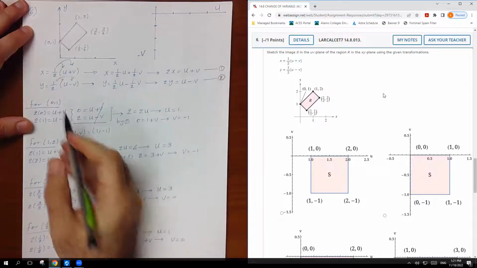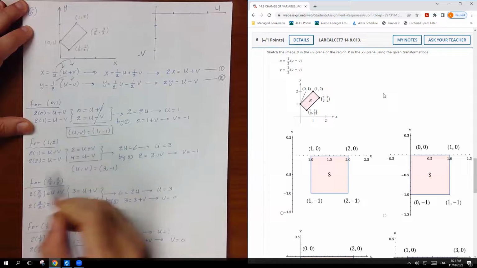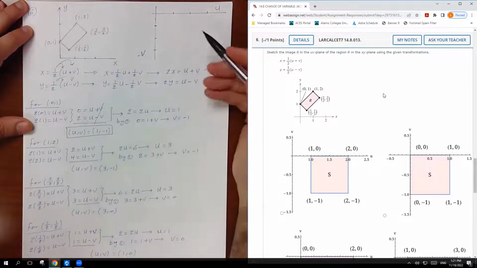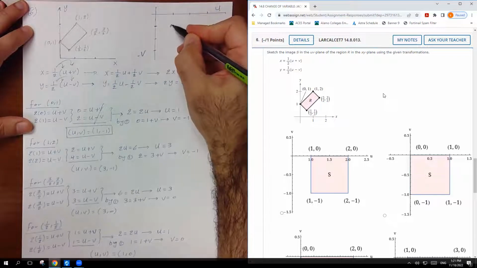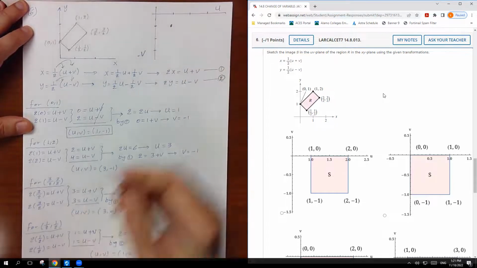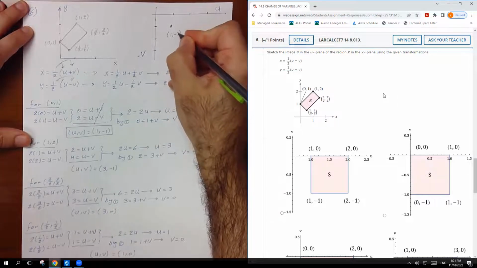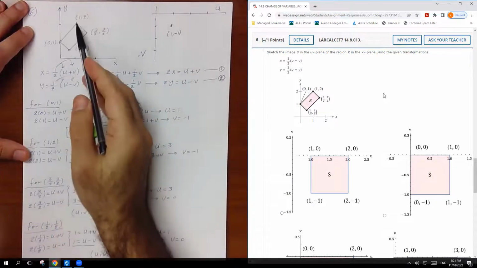That means this point is converted to 1, -1 in the uv plane. So here's 1 and here's -1. So here is the first point. Let's keep going to the second point. Let's check the second point. 1, 2, here's the second point.